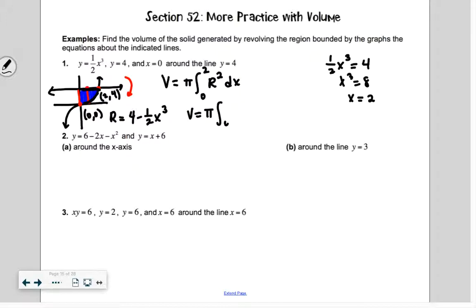So we do pi from 0 to 2, 4 minus 1/2 x cubed, squared. The reason I recommend writing it with the capital R squared is everybody always forgets the squared here. I don't know why. You write all that stuff down for your outer radius and you're like, okay, I'm good. And you forget your squared. Can you guys continue from there?